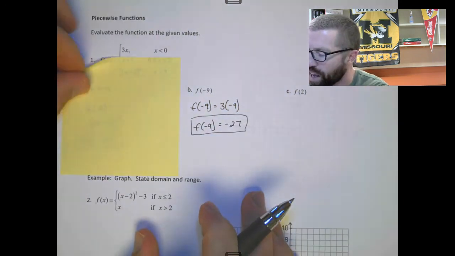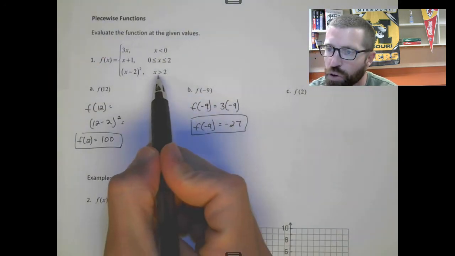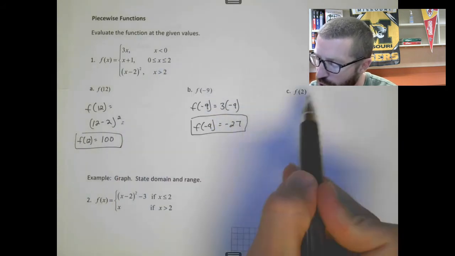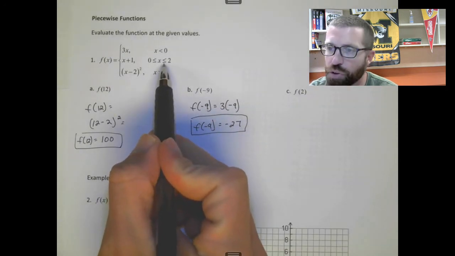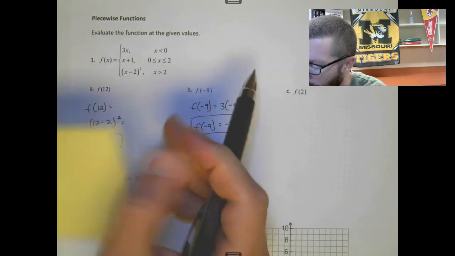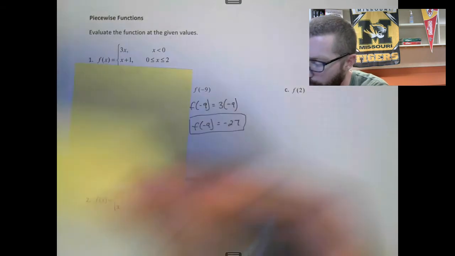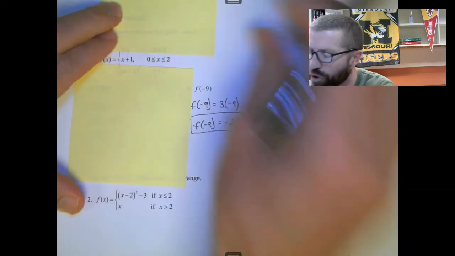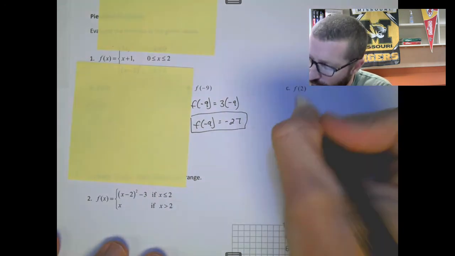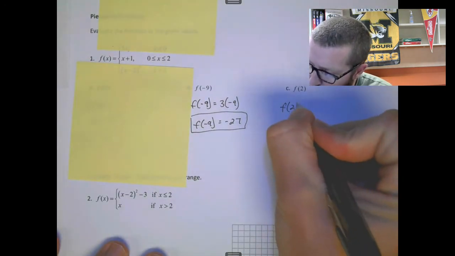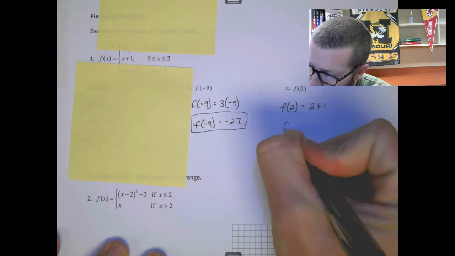Okay, and then let's look at f of 2. Be careful with your inequality symbol here because 2 is not greater than 2, but it's equal to 2. We're going to use the middle one. So let's cover up the bottom, and let's cover up the top. So you're only looking at the piece you're going to actually use. And f of 2 is just 2 plus 1, which is 3.